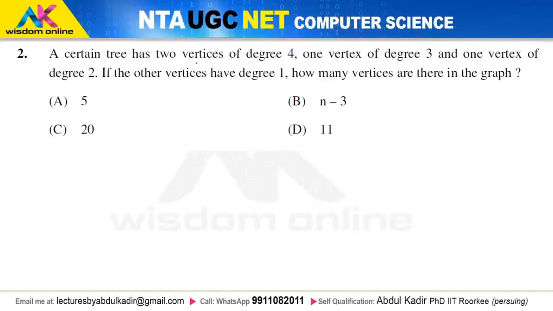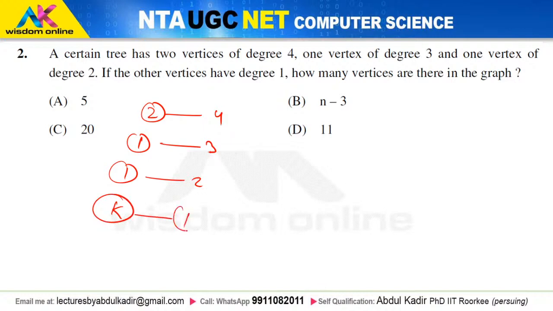A certain tree has 2 vertices of degree 4, 1 vertex of degree 3 and 1 vertex of degree 2. If the other vertices have degree 1, let's assume there are k other vertices with degree 1. How many vertices are there in the graph? He is asking how many vertices are there in the graph.